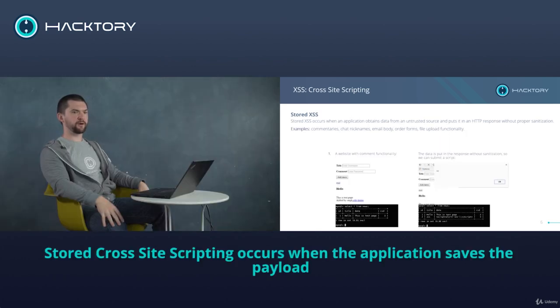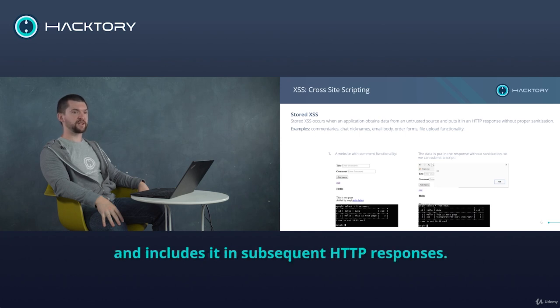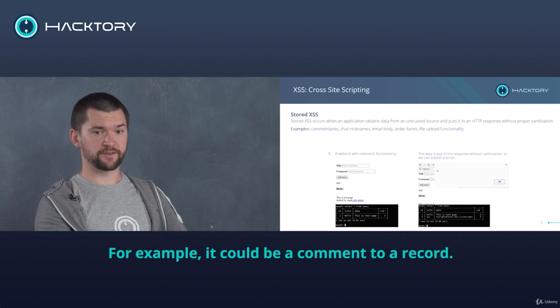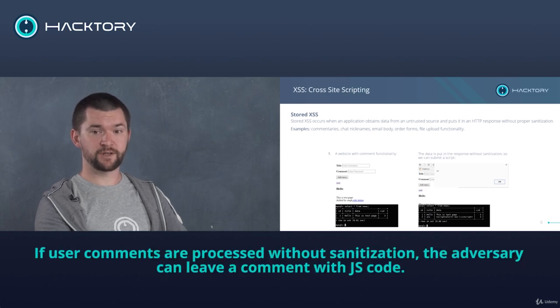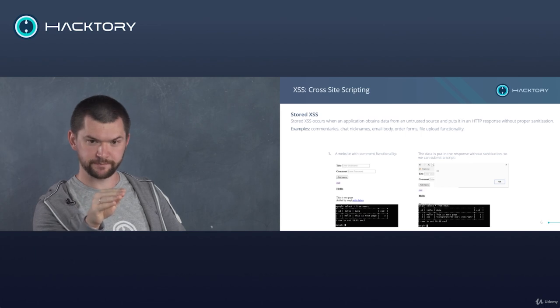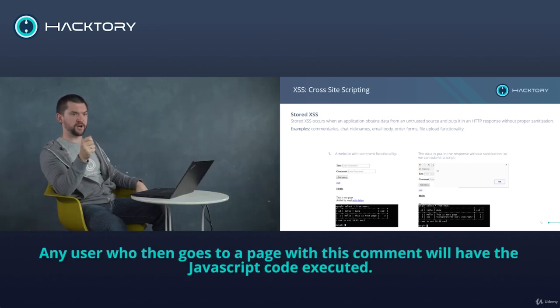Stored cross-site scripting occurs when the application saves the payload and includes it in a subsequent HTTP response. For example, it could be a comment to a record. If user comments proceed without sanitization, the adversary can leave a comment with JavaScript code. Any user who then goes to a page with this comment will have the JavaScript code executed.